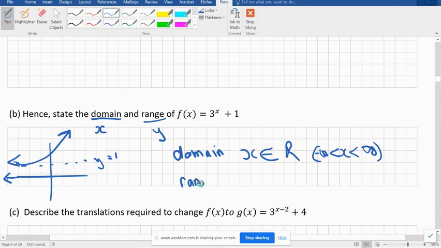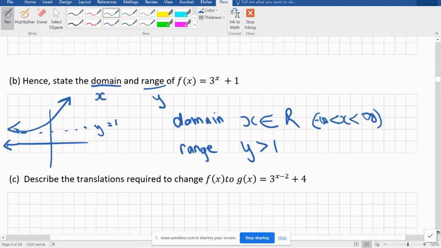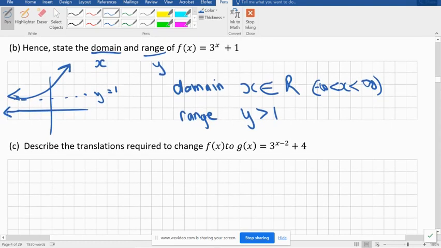And if you're looking at range, range does look a bit more fixed. So range is all the y values. Now, hopefully you guys can see that y cannot go below 1. And in fact, it cannot be 1. It's an asymptote. So the y values are greater than 1. Okay. Then the last question says, describe the transformations to get from your original graph to this one.